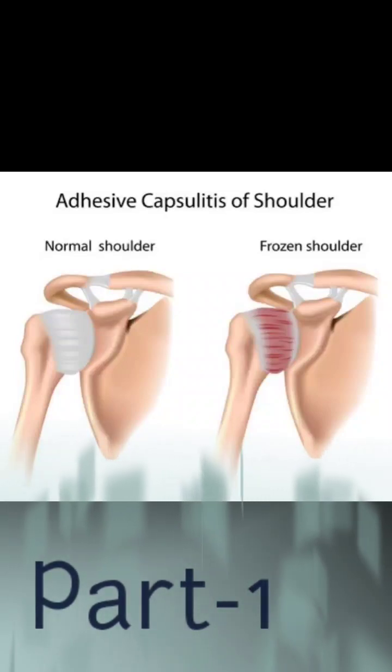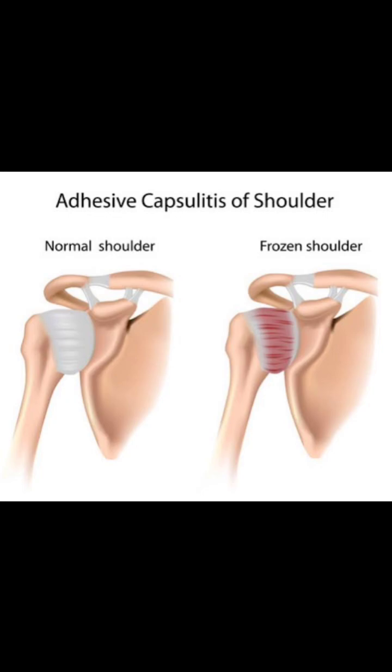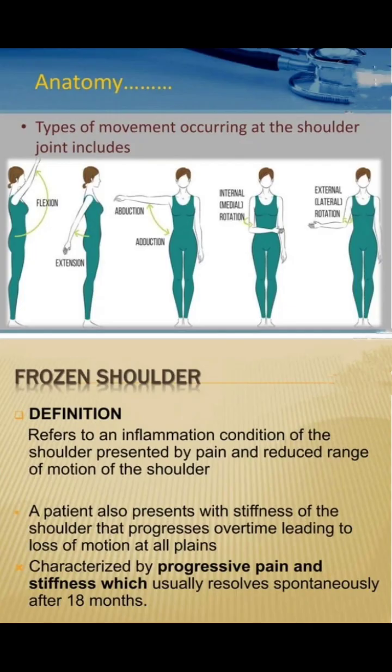Adhesive capsulitis of the shoulder, also known as frozen shoulder. Here is the difference between the normal shoulder and frozen shoulder. Anatomy. Types of movement occurring at the shoulder joint include flexion, extension, abduction, adduction, internal medial rotation, and external lateral rotation.